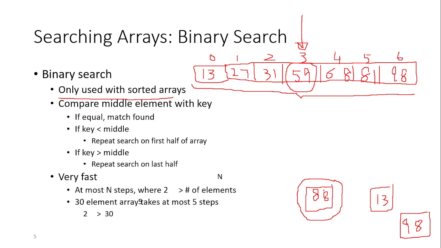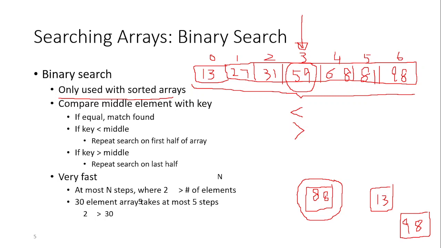Is 88 equal to this element? No, it is not. Is 88 less than this element? No, it is not. Is 88 greater than this element? Yes, it is. So it will ask these three questions. One, is the value we are looking for equal to this element or not? If it is, then we return that the key value has been found and this is its index. If it is not equal, then what do we do? Then we ask questions: is it less than this element or is it greater than this element? Why do we ask these questions?